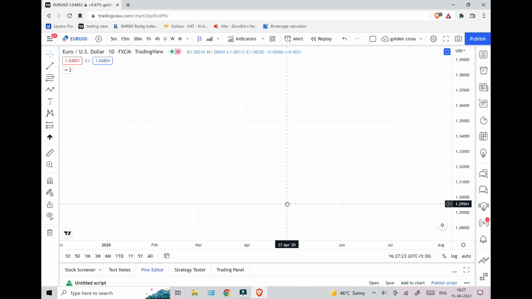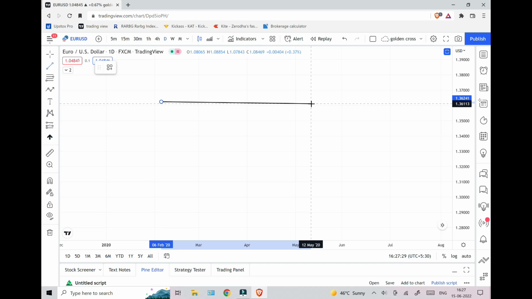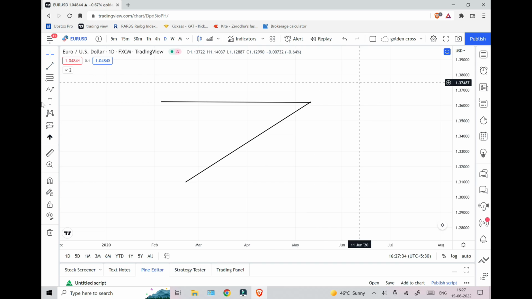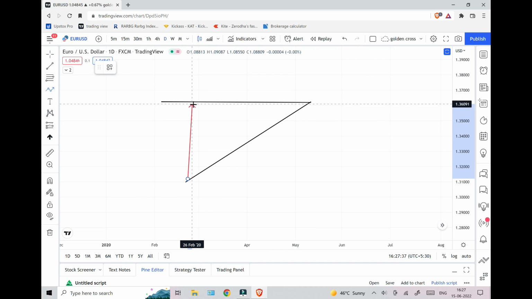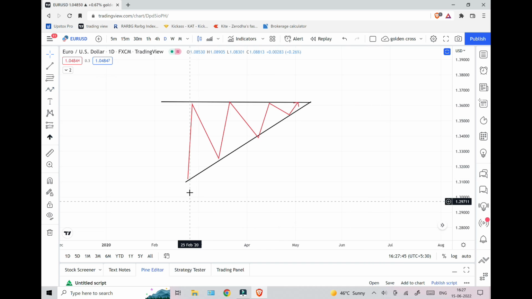Now coming to another triangle pattern, the ascending triangle. Now the ascending triangle looks something like this. In this, the lows keep on increasing. The price moves up and the resistance remains the same. That means the price keeps on falling from the same point.